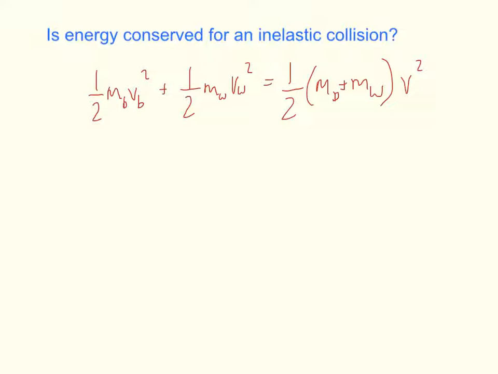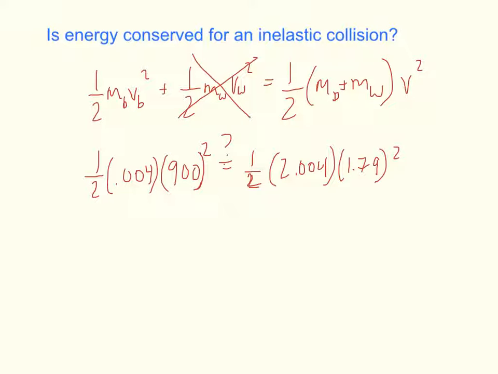So if energy is conserved, we can say that 1/2 the mass of the bullet times the velocity of the bullet squared initially, plus 1/2 the mass of the wood block times the velocity of the wood block squared initially. And as we know, the block initially is not moving, so like before, we can get rid of this term. That is equal to 1/2 the total mass of the two combined times the final velocity squared, the velocity that we just solved for. So we go ahead and plug in our numbers.